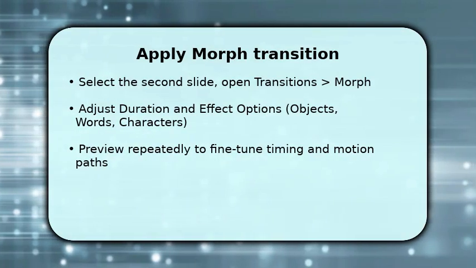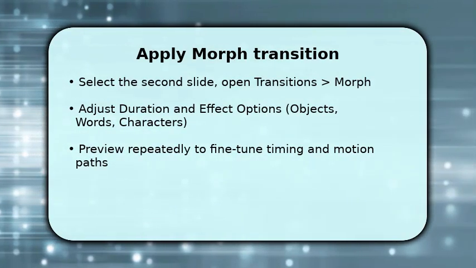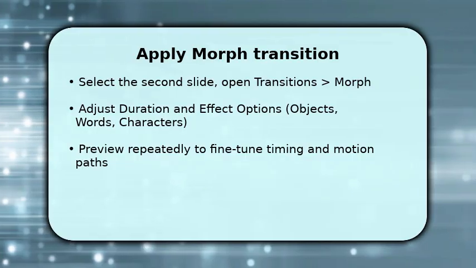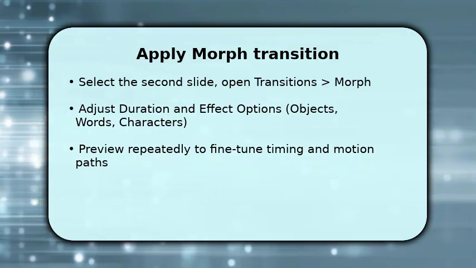You now apply the morph transition to the destination slide. Select the second slide and choose Transitions, then Morph. This tells PowerPoint to interpolate changes between the 2 slides.